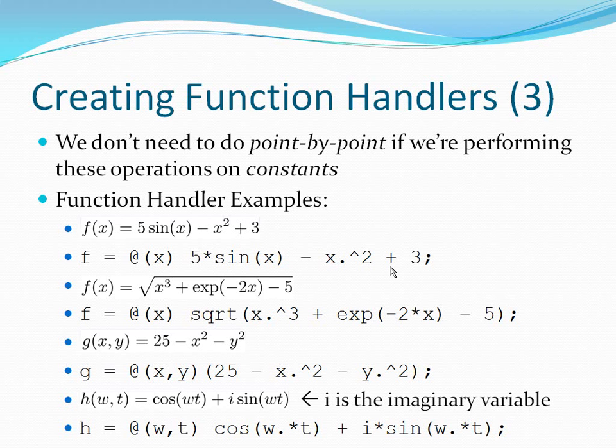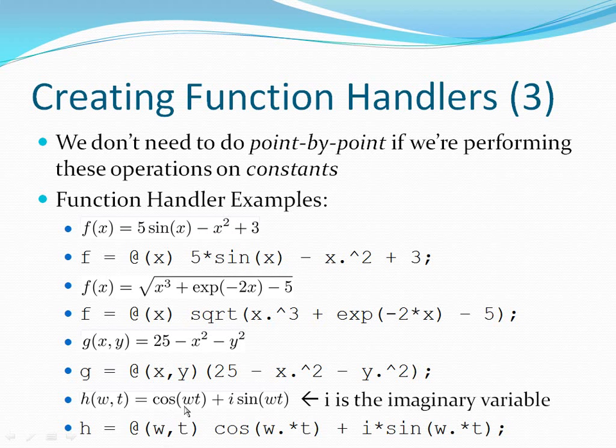So you do 25 minus x dot hat 2 minus y dot hat 2. This is an exponentiation operator. You have to be sure that's point by point. And then finally, we have what is known as Euler's equation, cos omega t plus i sine omega t. It's a very popular equation that's used in signal analysis. We see that this function relies on 2 variables, omega, which is the frequency, and t.